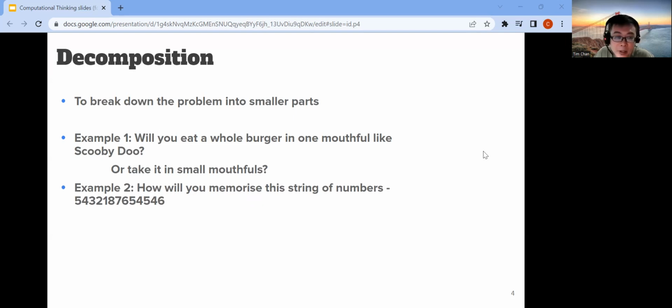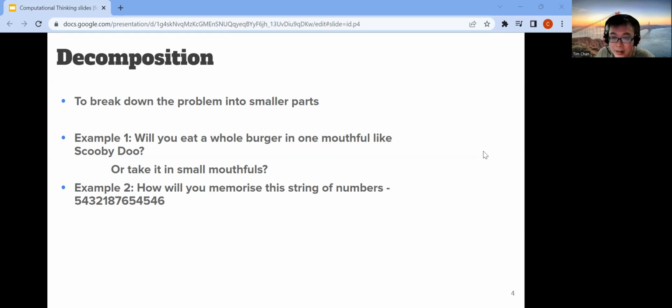Here is another example of how you can make use of decomposition to solve your problem. Imagine you have a string of numbers to remember, as you can see on the screen here. It's 5, 4, 3, 2, 1, 8, 7, 6, 5, 4, 5, 4, 5, 4, 6. It's basically quite a mouthful. Is there a way that you can remember it better?